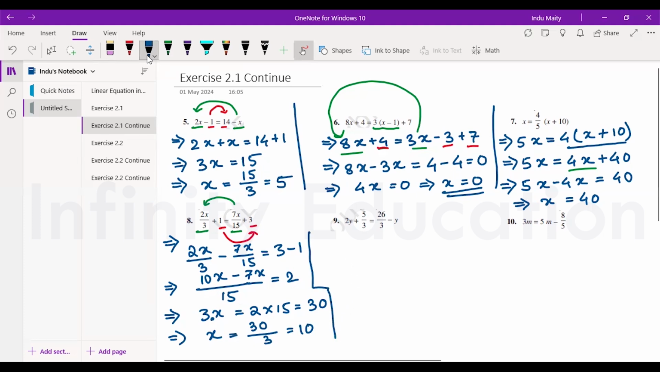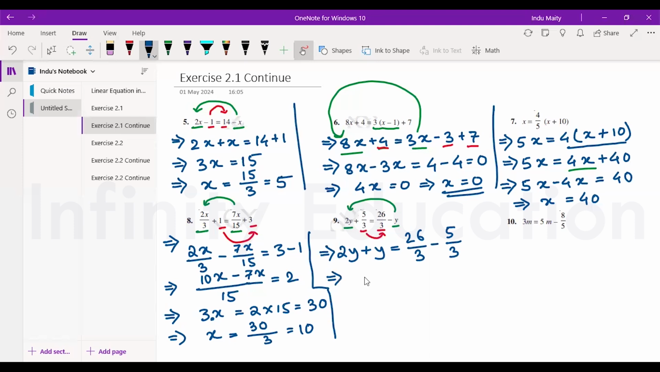Similarly, for the next one, 2y and negative y, this will come to this side, and this positive 5 by 3 and 26 by 3, this will go to this side. So on the left side, it will be 2y minus negative y, so positive y, is equal to 26 by 3, and this is positive 5 by 3. If we take it to the right side, it will be negative 5 by 3.